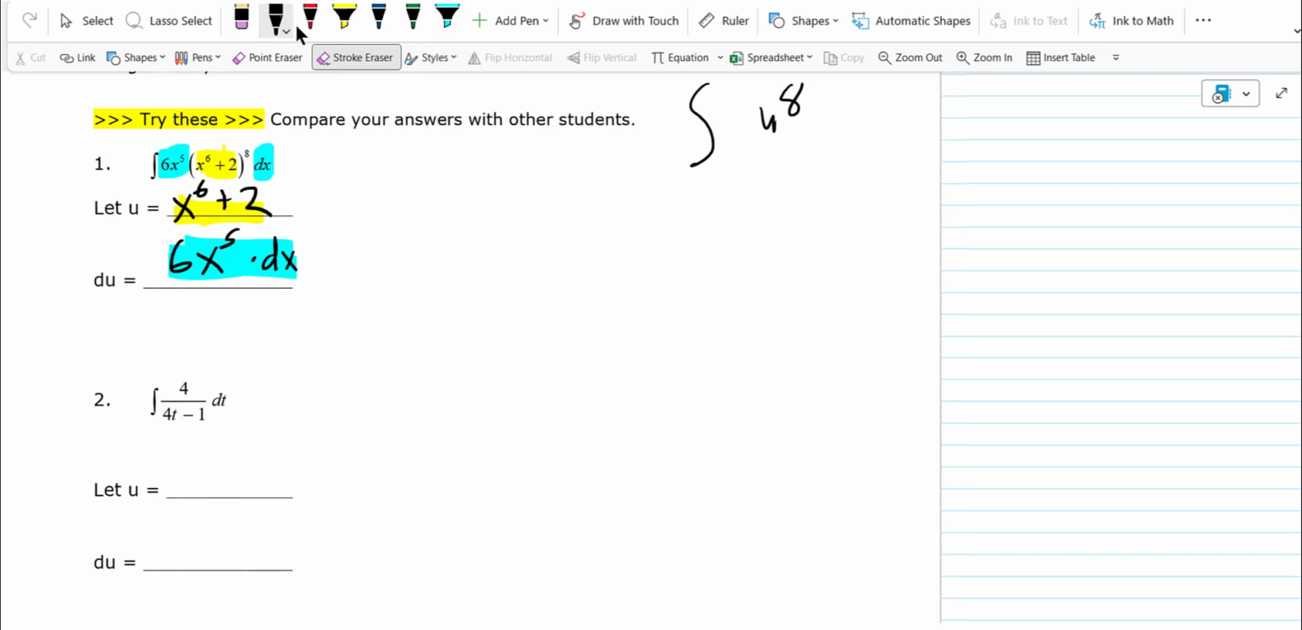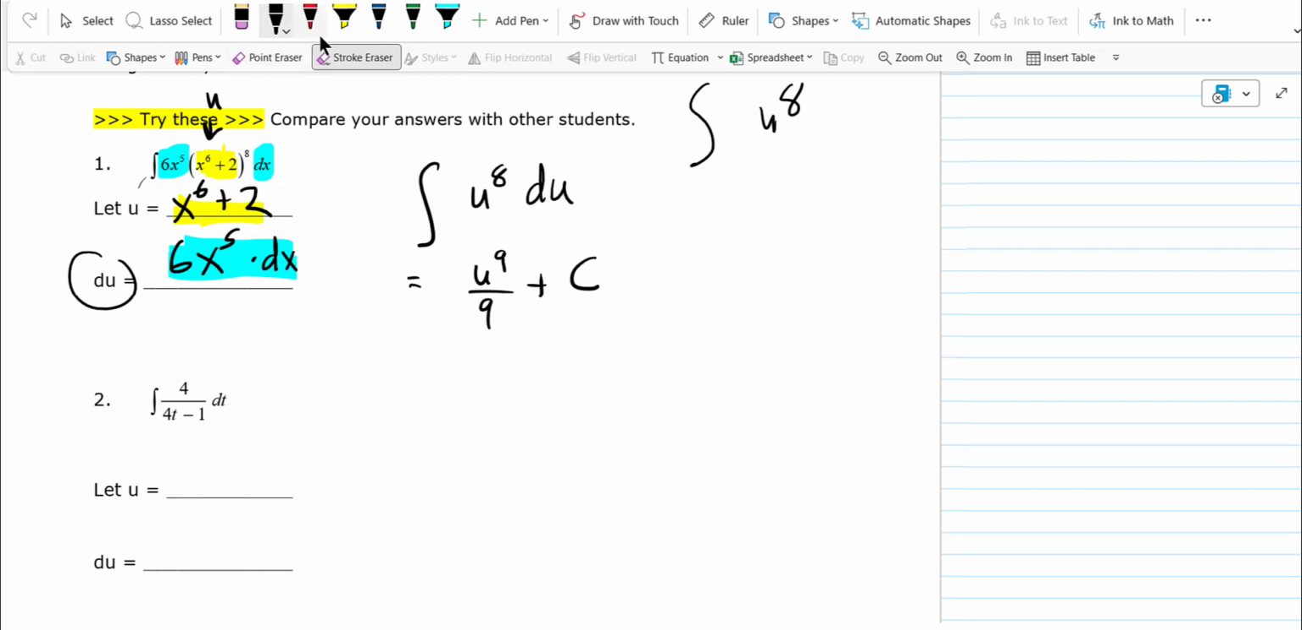So what you would end up with is you replace the x to the 6 plus 2 with u. So you do have u to the 8th. And then the 6x to the 5th dx gets replaced with du. That was your goal, to turn it into something easy. We worked really hard on doing a lot of antiderivatives in the last class. So now that's u to the 9th over 9, plus c. You always have a plus c when you're doing this.